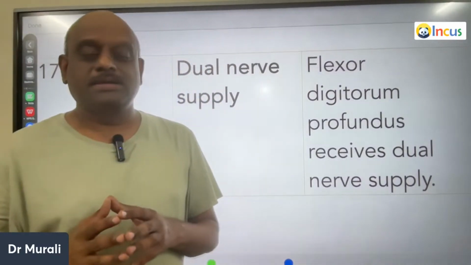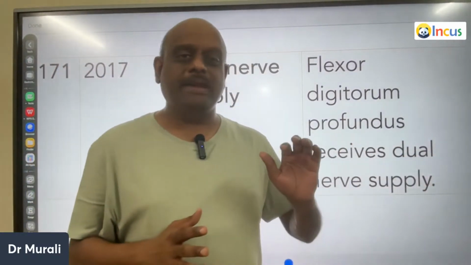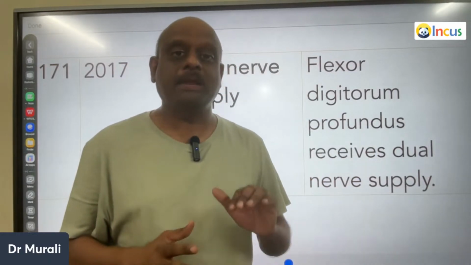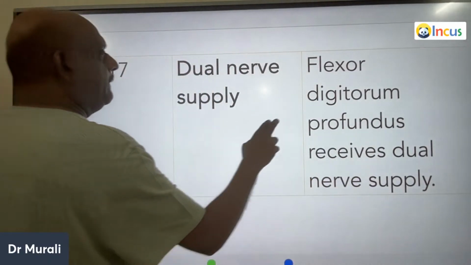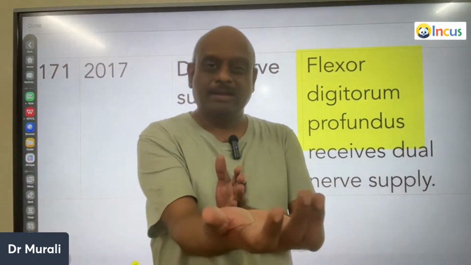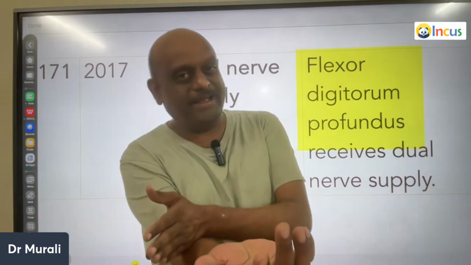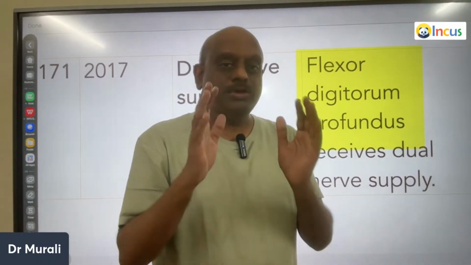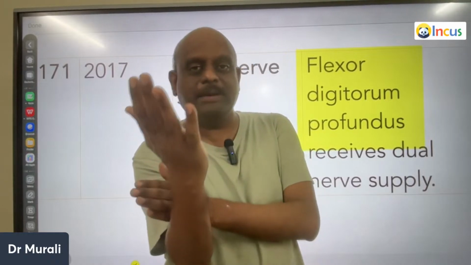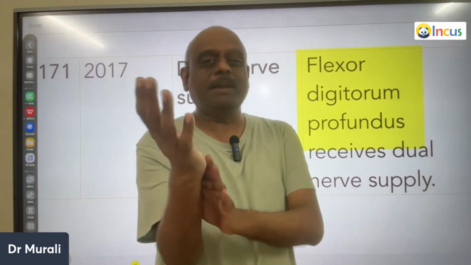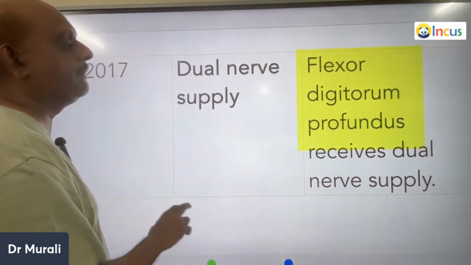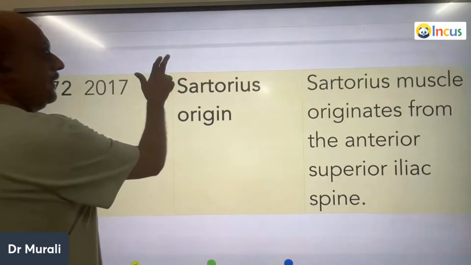There are a few muscles that receive dual nerve supply. So, flexor digitorum profundus has an ulnar half and a radial half. You should know the ulnar half is supplied by ulnar nerve, whereas the radial half is supplied by the median nerve. So, flexor digitorum profundus has a dual nerve supply, is what you have to remember.